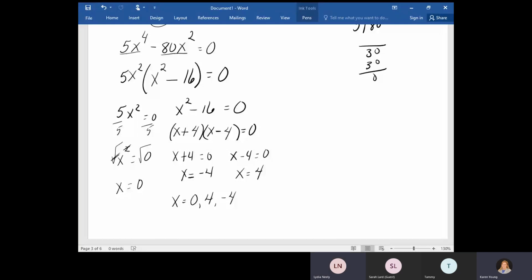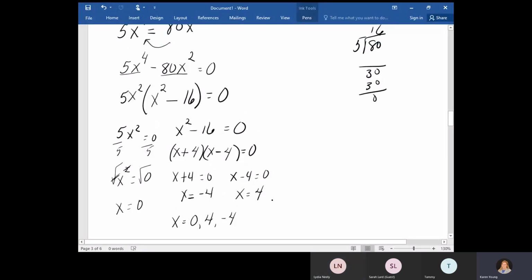Yeah. Do we need to check these when we get done? You can for your own benefit, but you don't have to for me. To check them, you're just going to put those 3 numbers one at a time back into your original problem, in place of the x. Always go back to the original problem.